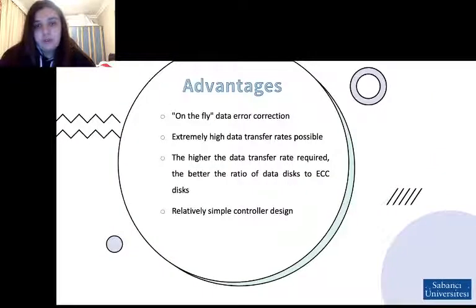Advantages of RAID 2: on-the-fly data error correction. Extremely high data transfer rates are possible. The higher the data transfer rate required, the better the ratio of data disks to ECC disks. Relatively simple controller design compared to RAID levels 3, 4, and 5.